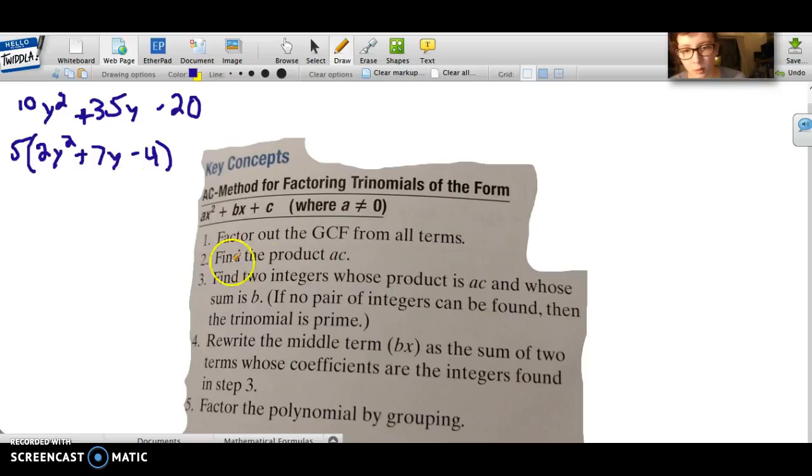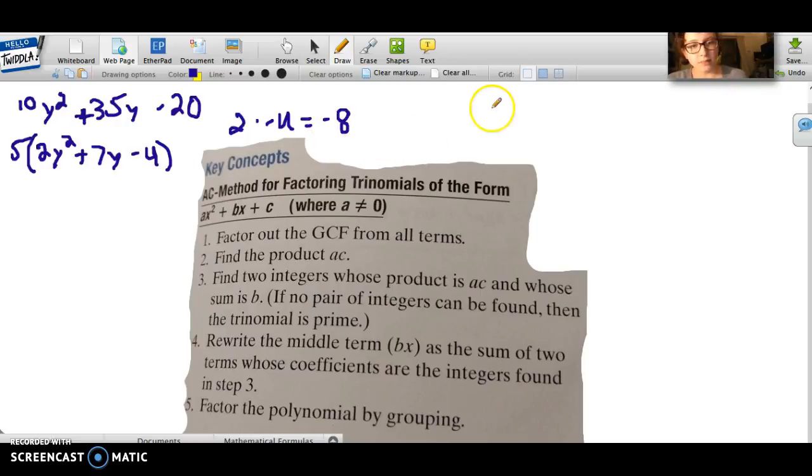So the next step is to find the product of a and c. Now, product just means the multiplication of the two. So a is 2 and c is negative 4. So 2 times negative 4 is negative 8. Now let's move on to step 3. Find two integers whose product is ac and whose sum is b. So our b is 7 and our product ac is negative 8.